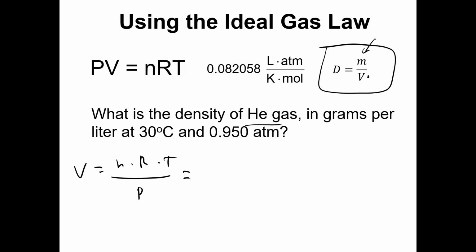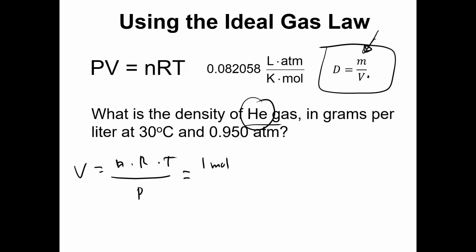Well, I don't know N. Interesting. So I can actually make up N, right? Because I know the substance and I know that density is independent of quantity. So 1 mole of helium has the same density as 2 moles of helium. 1 gram of helium has the same density as 257 pounds of helium. So I'm going to make my life very simple and just make that 1 mole.